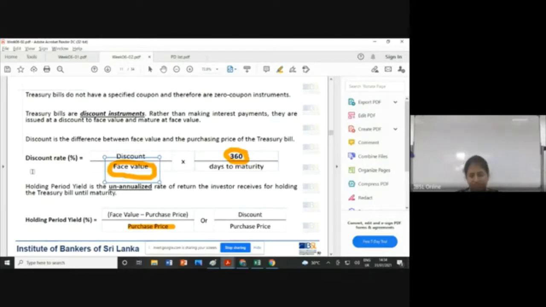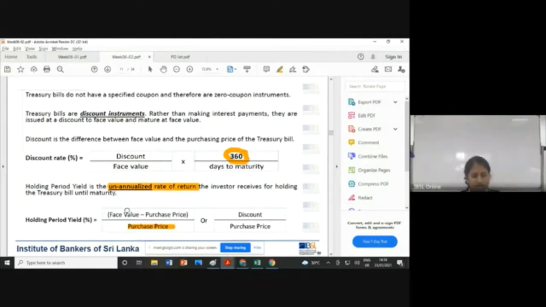Holding period yield. Now here we are going to look at return, but return for the tenor I'm holding. I don't want to see it for 1 year because I'm not holding for 1 year. I'm holding this instrument only for 3 months. So for those 3 months, what's my return? So do I have to annualize it? No. This is going to be an unannualized rate of return.